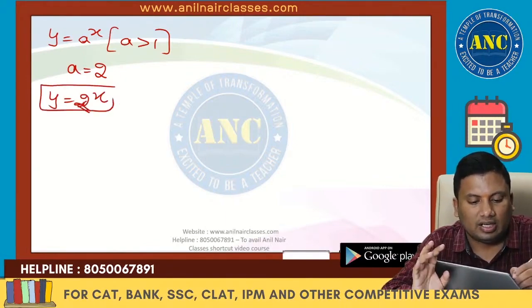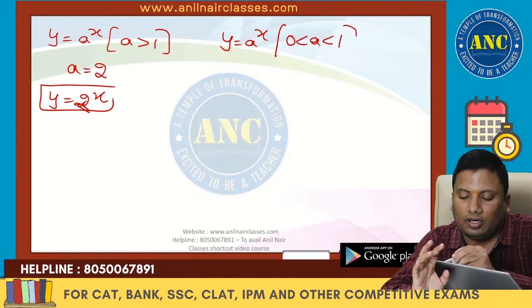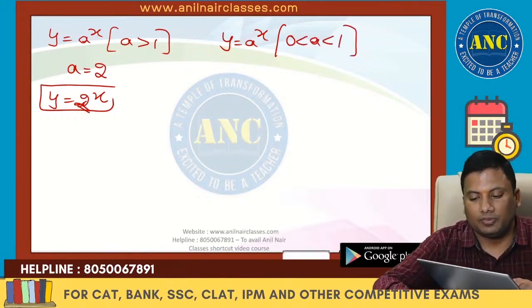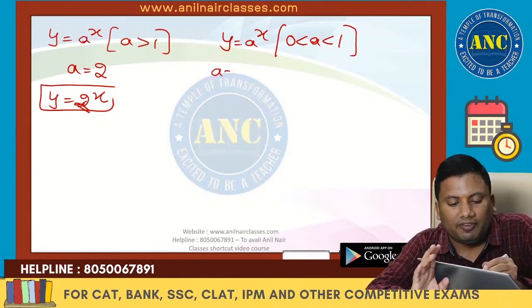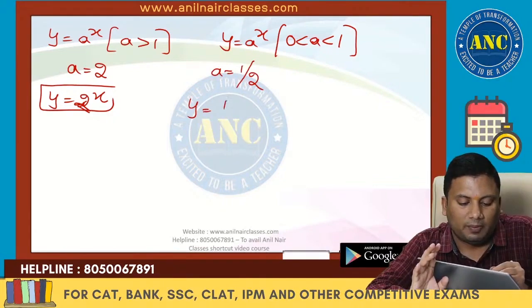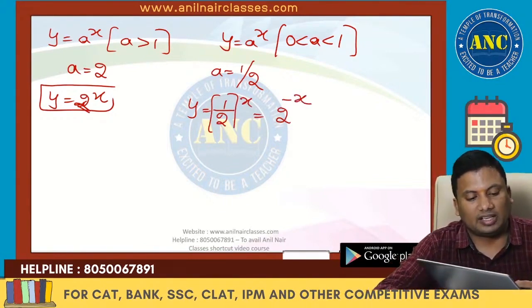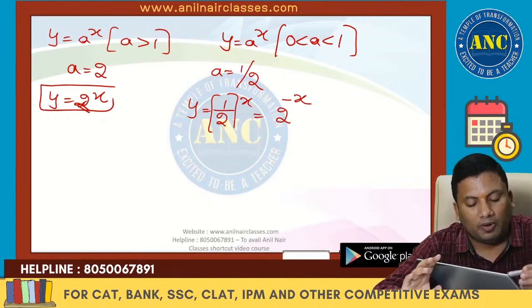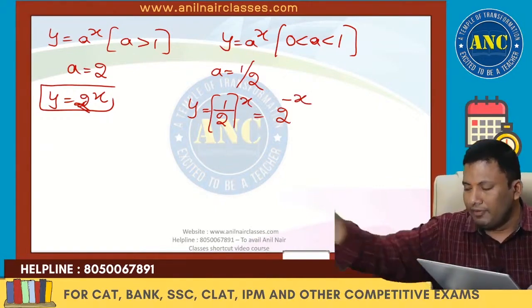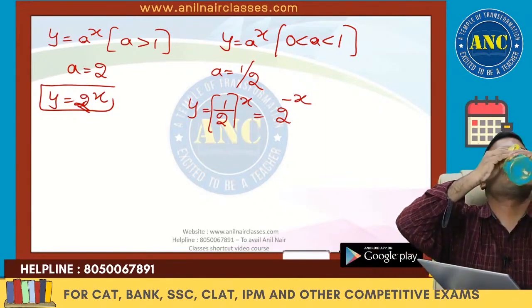Let us take y equals a power x, where a is ranging from 0 to 1. If I put a equals 1 by 2, let me see what is happening to the graph. 1 by 2 power x is nothing but 2 power minus x. This is 2 power x and next is 2 power minus x.